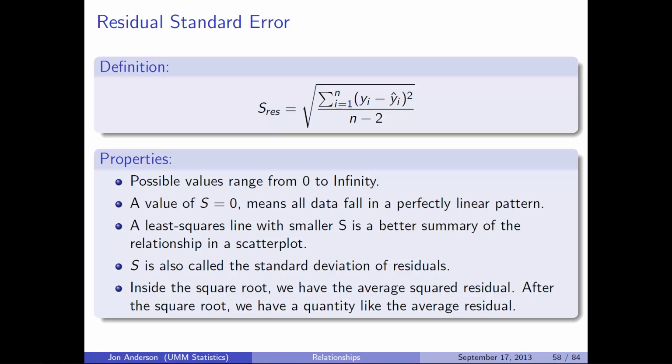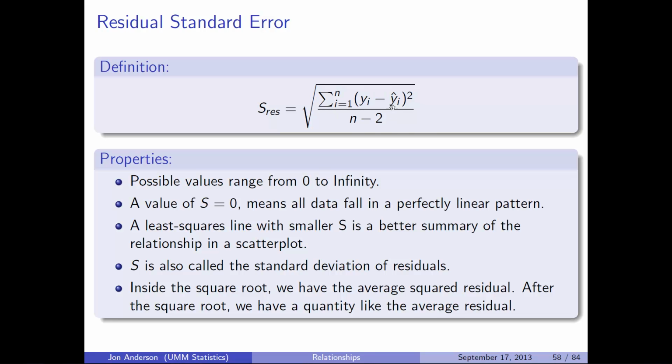Another important quantity that we use in our work is the size of a typical residual. It's often very important to make decisions about whether observations in the scatter plot are unusual or strange. And in order to make that decision, you sort of need to know how much variation is happening on these residuals. How big are the residuals and how much variation do they have? And so this is a quantity that is a measure of how big a typical residual would be.